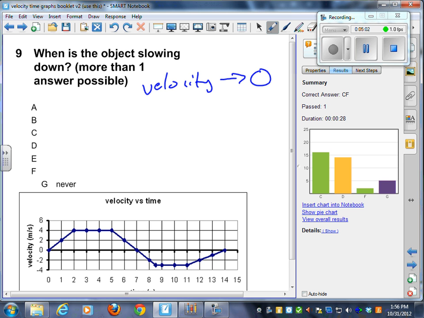Right? So slowing down means the velocity is approaching zero. When does it approach zero? C and G. Right there, it's going towards zero, and F, right there, going towards zero. If you put CD, you would be wrong. I got C though. C's right, isn't it? C and F. The velocity has to be going towards zero.